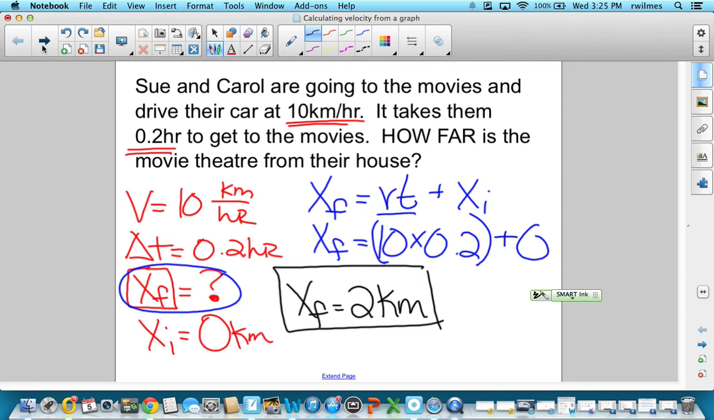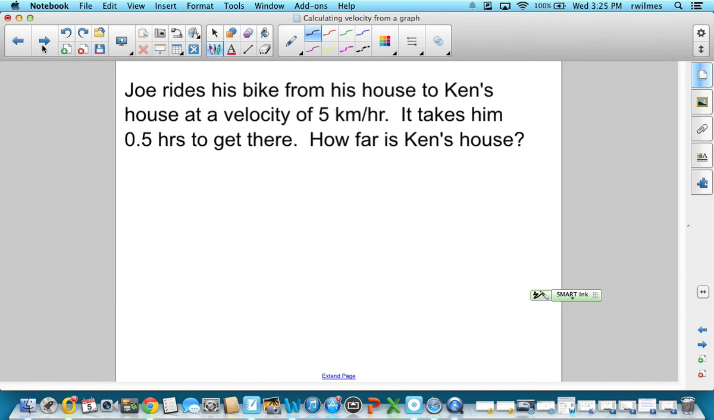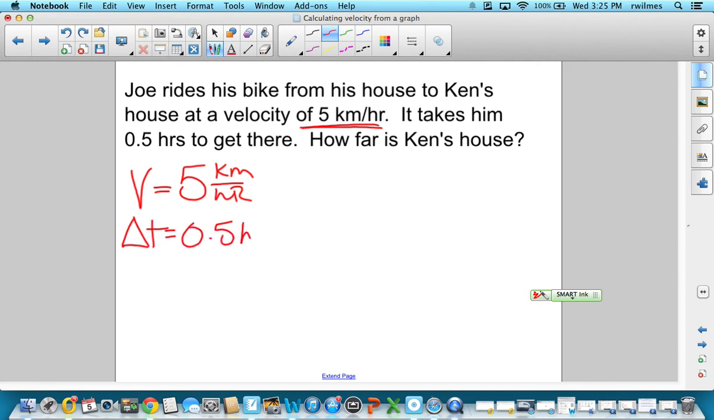Let's try one more. Joe rides his bike from his house to Ken's house at a velocity of 5 kilometers per hour. That's my velocity. Let's go ahead and write that down. 5 kilometers per hour. It takes him 0.5 hours to get to Ken's house. That's my time. Change of time equals 0.5 hours to get there. How far is Ken's house? How far is my final position? I don't know it, so that's my question mark. And because they didn't tell us what the initial position is, I am always going to assume that the initial position is 0. Okay, where's my question mark? That question mark's right there.